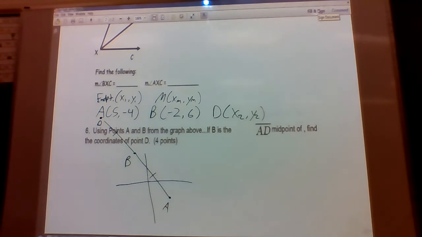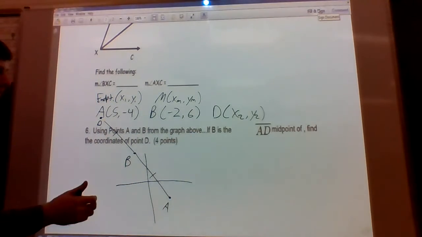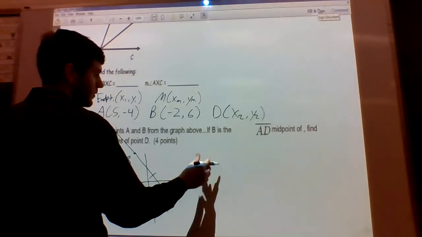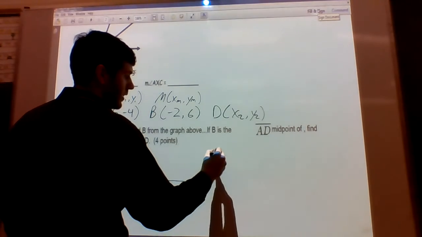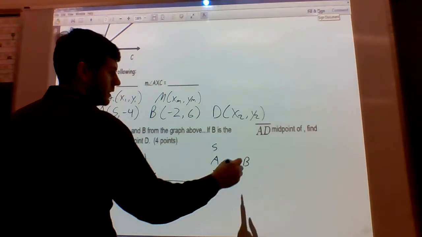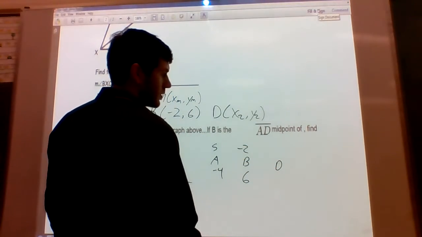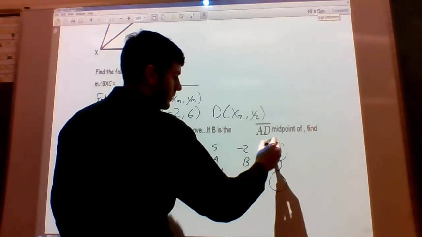I'm not sure the best way to explain this because I know it's going to make sense to some people, but not to others. Really, what we're trying to do is find how far away. If we wrote it a little differently, here's point A, which is 5, -4. Here's point B, which is -2, 6. Here's D. What are these numbers going to be to make this distance the same?